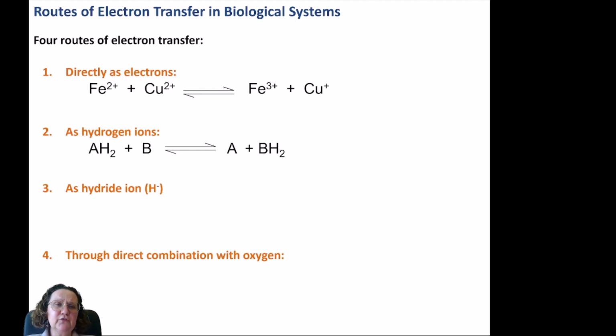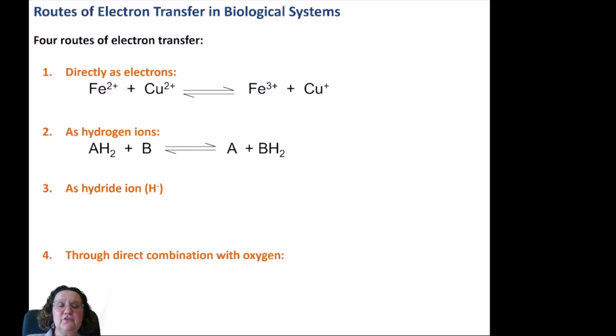You can transfer them directly as electrons in a straightforward redox reaction, in which, for example, here you've got iron 2+ and copper 2+, and the iron 2+ becomes iron 3+, so it has lost one electron, and that electron has gone to the copper 2+, that has gained an electron to produce copper+.